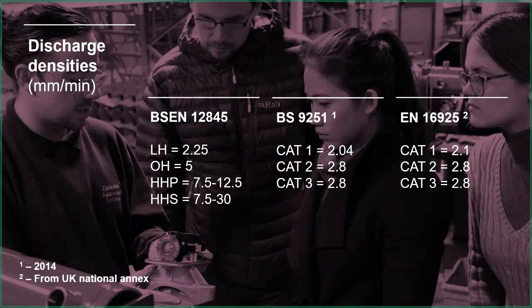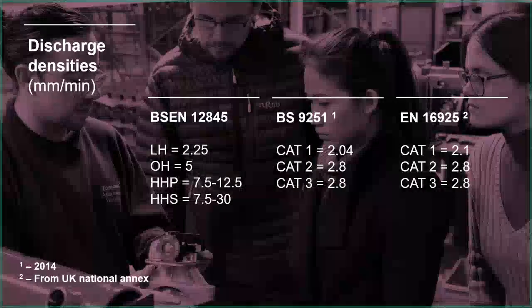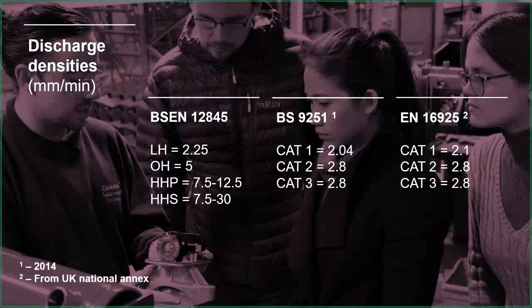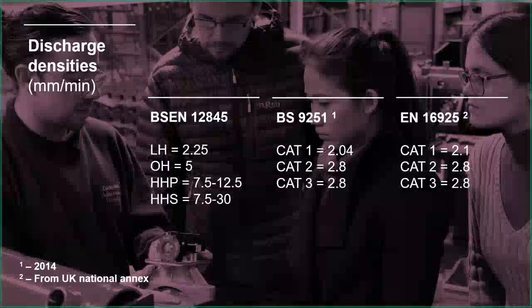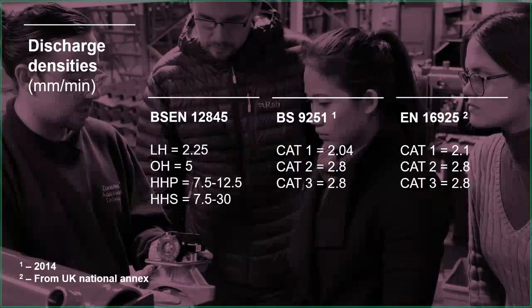BS 9251, just bear in mind this is the 2014 edition, that is the current version, but a revised version of 9251 is due out, I believe, this year. It's going to be released. So we have 3 categories: category 1, 2, and 3. Category 1 basically is a standard family house, and then category 2 and 3 we're talking care homes and residential units, that sort of thing. So again, category 1 2.04 millimeters per minute, category 2 and 3 2.8, and then 16925, the new European standard. Again, we've got our 3 categories, and we have 2.1, 2.8, 2.8.